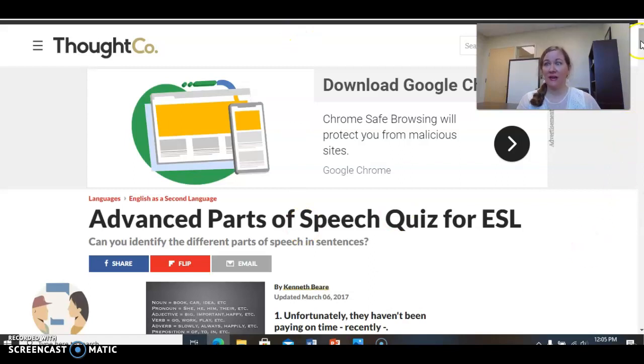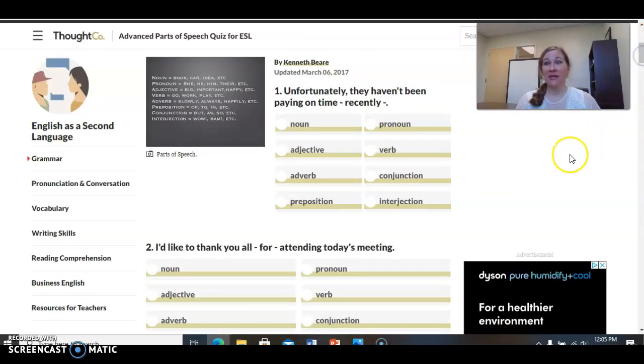Now, you'll have to scroll down. I want to make sure you understand how this is formatted. You have several questions, and you're going to have a sentence. Number one: "Unfortunately, they haven't been paying on time." Then you have a word in hyphens, "recently." All of these sentences will have a word that has hyphens on each side. The word in the hyphens is the word that you want to decide what part of speech it is. So I'm going to help you with the first one.